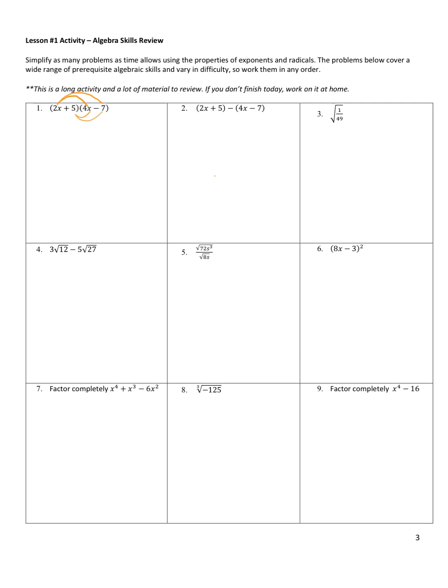So that's your lobster claw. And it represents first, outer, inner, last. So the first terms, 2x and 4x, we multiply those together and you get 8x squared. Then you look at your outer terms, your 2x and your minus 7. You multiply those together and you get minus 14x. And then your inner terms, 5 and 4x, multiply those together and you get plus 20x. And then your 5 times your negative 7 and you get minus 35.